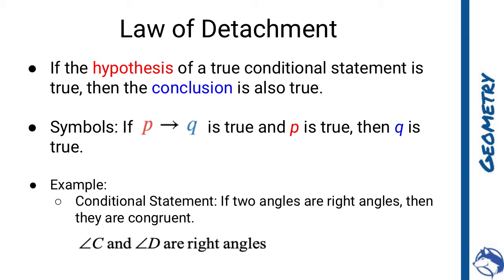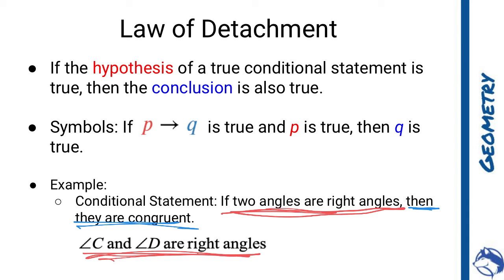So an example of this is if two angles are right angles, then they are congruent. So this is a true statement. So if I'm given the idea that C and D are right angles, that's my red part right here where I've got right angles right there. Now I need to make some conjecture based on this second part, then they are congruent.